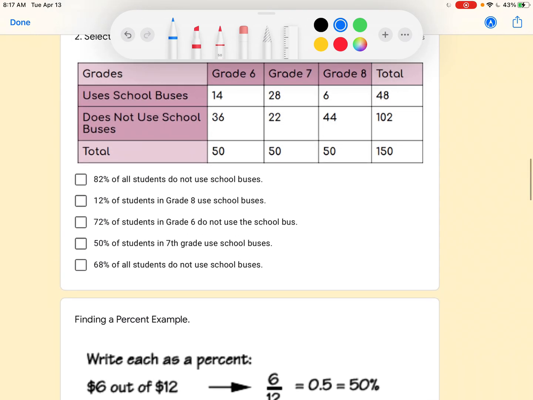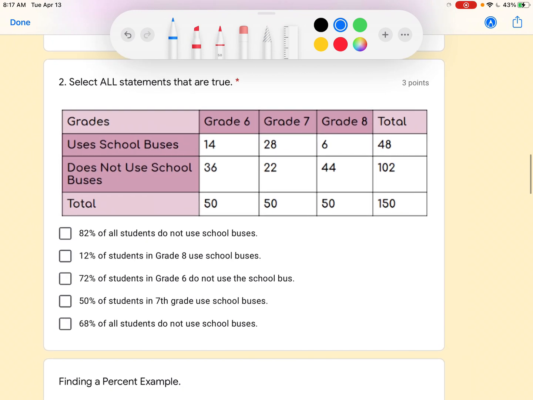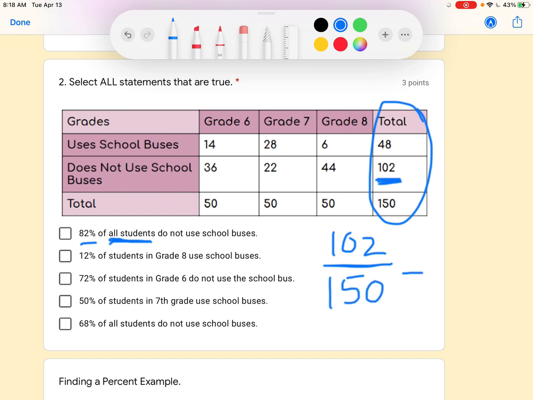So same idea here. I'm going to help you guys walk through this very first part, and you guys continue that process. So this one says 82% of all students do not use school buses. So first of all, this is talking about all students. It's not talking about 6th, 7th, or 8th. It's talking about all. So we would go to the totals category over here. And then it says do not use school buses. So we'd want to highlight this number right here. And we want to know how many people out of the total do not use school buses. So far, the do not use school buses would be represented by that 102, right? And we would want to divide that by the total of 150. And we want to see what that equals.